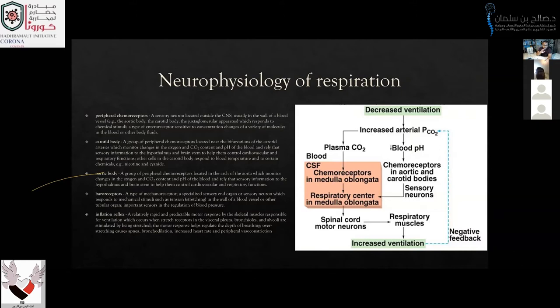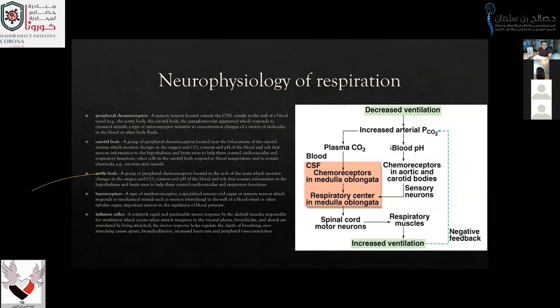Baroreceptor by the children is totally the opposite. Dr. Hassan can tell us maybe later more about this. A type of mechanoreceptor, a specialized sensory end organ or sensory neuron, which responds to mechanical stimuli such as tension and stretching in the wall of the blood vessel or other tubular organ, important sensors in the regulation of blood pressure.